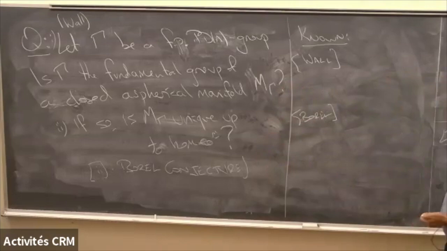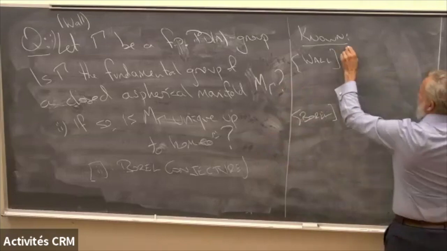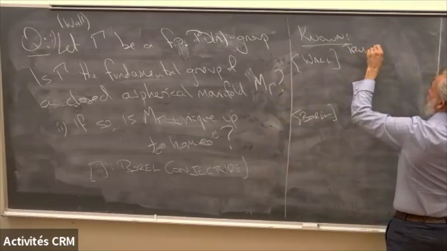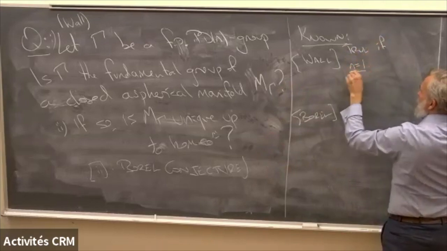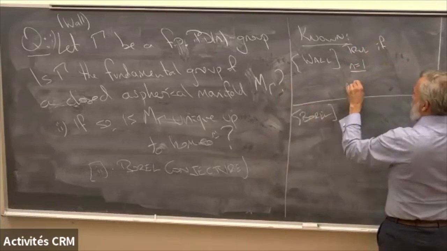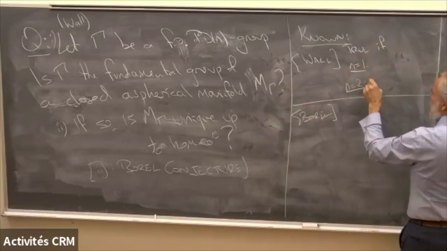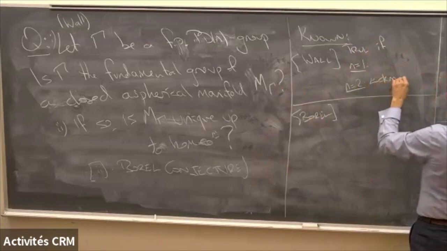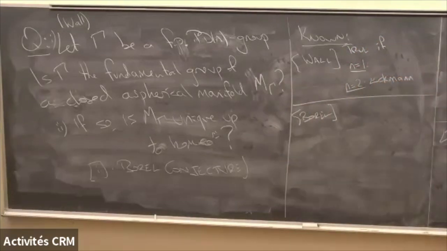This is known as the Borel conjecture. So it's true if n equals 1. That's easy. Yeah, this is Wall, and then this will be Borel. And it's true for n equals 2, and this is really due to Eckmann and some collaborators of Eckmann. Maybe we'll see a little bit more about that later, but probably not. And otherwise, it's open. There are groups for which it's known to be true.